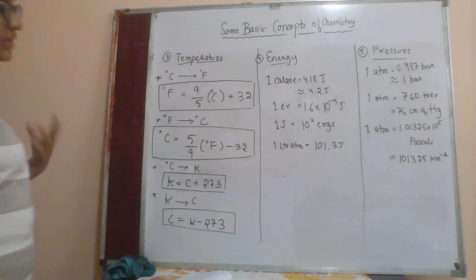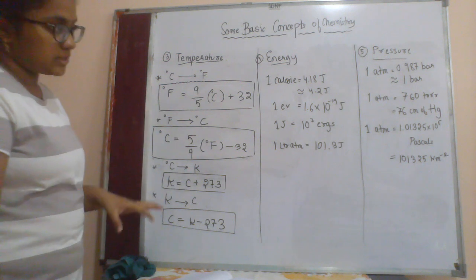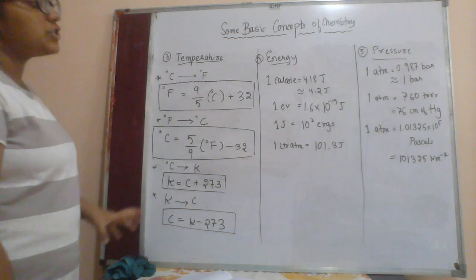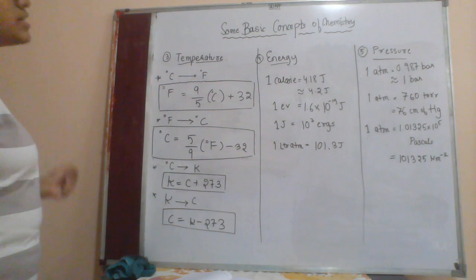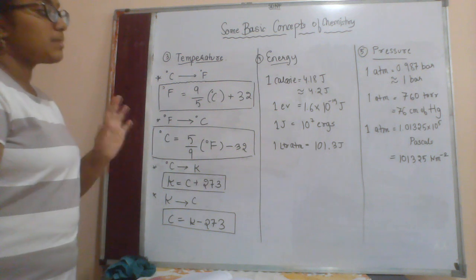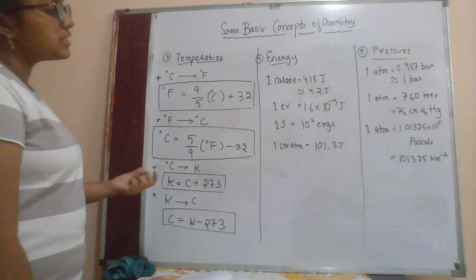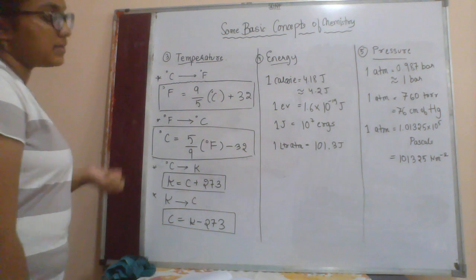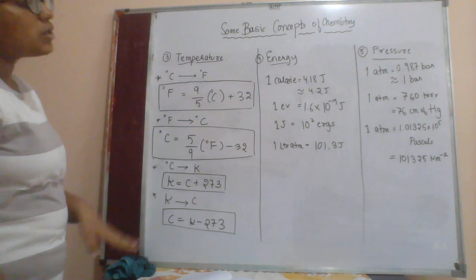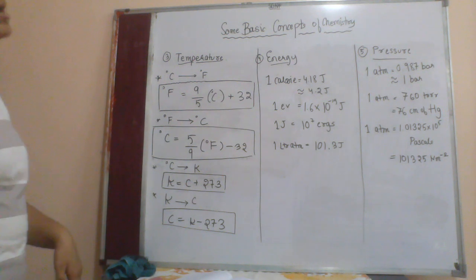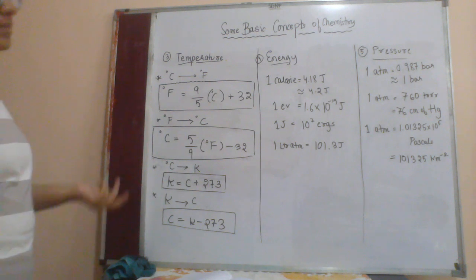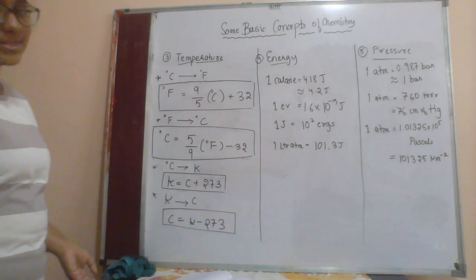Now, 1 atm can again be written in the form of pascals, because it is pressure, right? In our lower grades, we learned that the SI unit of pressure is pascals, right? So in terms of pascals, 1 atm is equal to 1.01325 into 10 to the power 5 pascals, or simply 101,325 pascals.